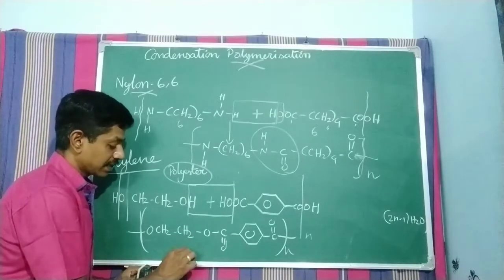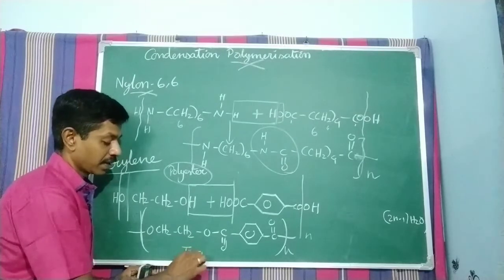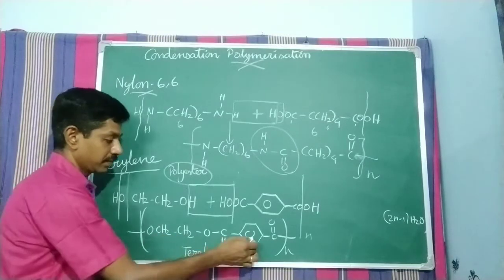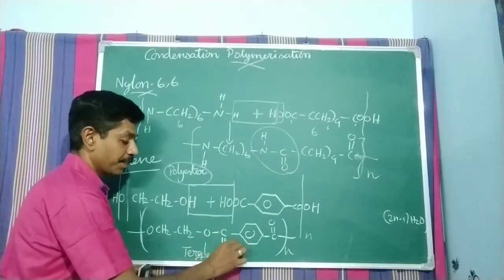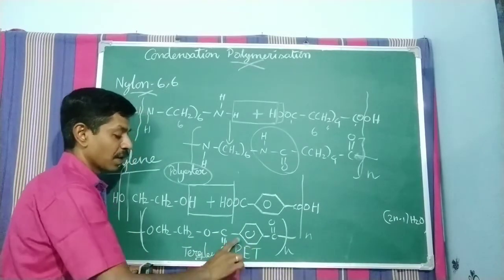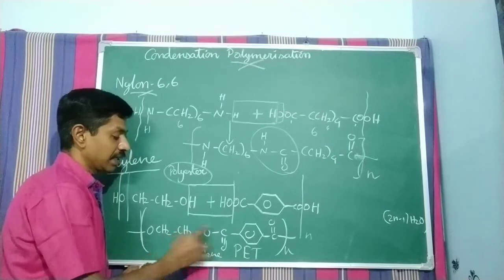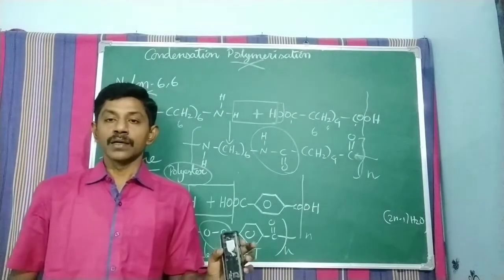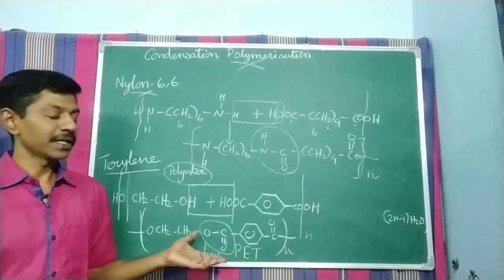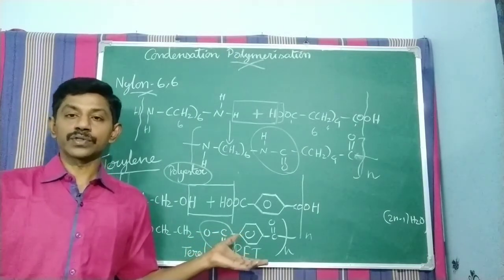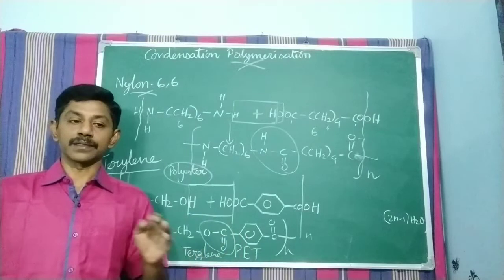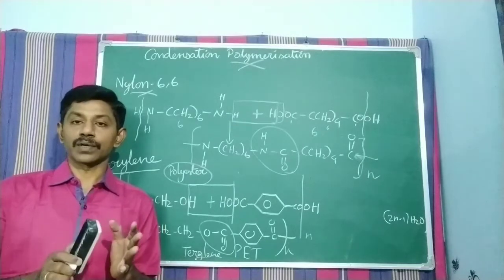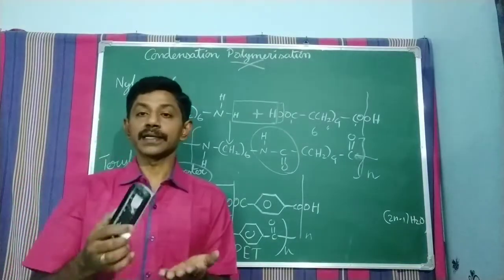from terephthalic acid they have taken 'tery', and from ethylene they have taken 'lene'. So terylene. Commonly they call it PET, which means polyethylene terephthalate. They are talking about an ester. So you know the use of polyethylene terephthalate. It is used for making bottles, and when they prepare glass, nowadays they go for a terylene coating, fiber coating. That means the glass may not break easily.